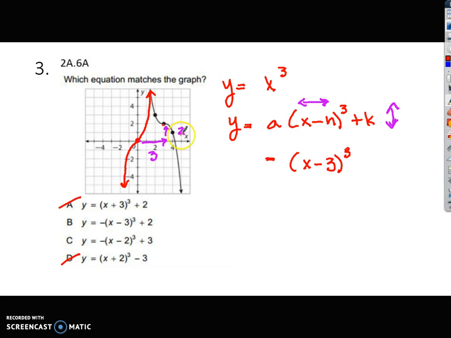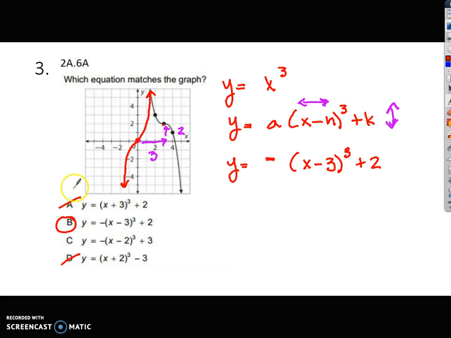If it's a plus 3, it actually moves to the left. What about the k? The k went up by 2. So this is plus 2. Y is equal to negative quantity x minus 3 to the third power, plus 2. The answer is B.